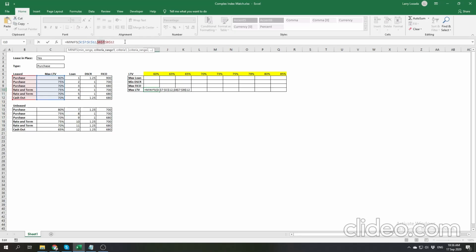Fix that. Okay, and our criteria, this one. So we'll be looking the purchase from this range of cells. Okay, and our criteria range to this one, right? And our criteria 2 is this one.